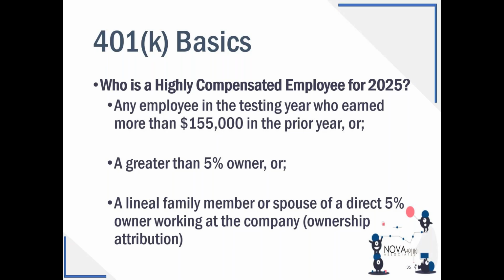Lineal family members of 5% owners are considered to also own that ownership in the company, and they are considered highly compensated employees as well. So if the owner's child or spouse or grandparent also work for the company, then those individuals, regardless of their compensation, would be considered highly compensated.